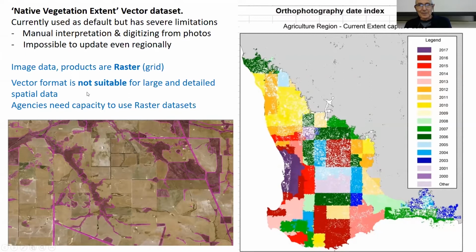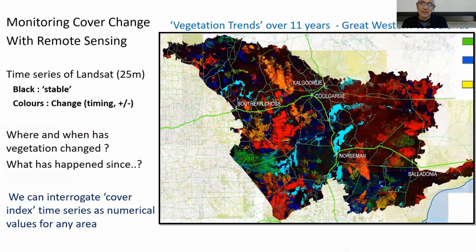A further comment is that people were very happy to use this data set because they were used to it, but also because it was in vector format. One of the barriers to the use of image products is that they're in raster or grid format. And really that's not a technical barrier anymore. In fact, I think as spatial data sets get larger and more detailed, vector format really is not a suitable format for the data at all. So there really needs to be a need for agencies to get to grips with a raster GIS capability if they haven't already.